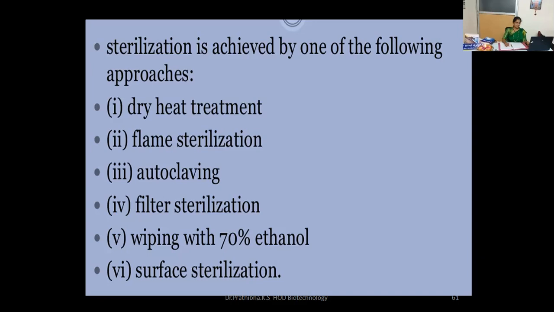Okay, in all this list of surface sterilizing agents, most commonly used are calcium or sodium hypochlorite and mercuric chloride, which are commonly used in laboratory conditions and have given very satisfactory results.